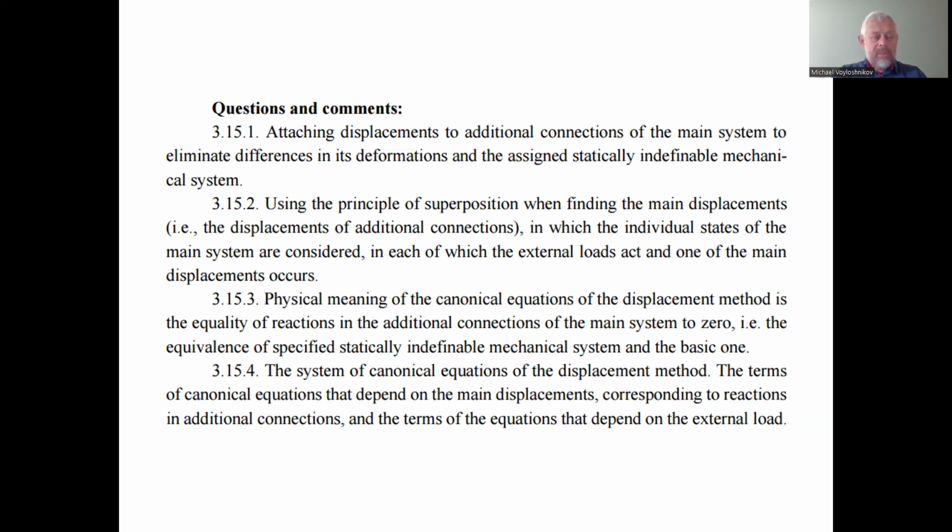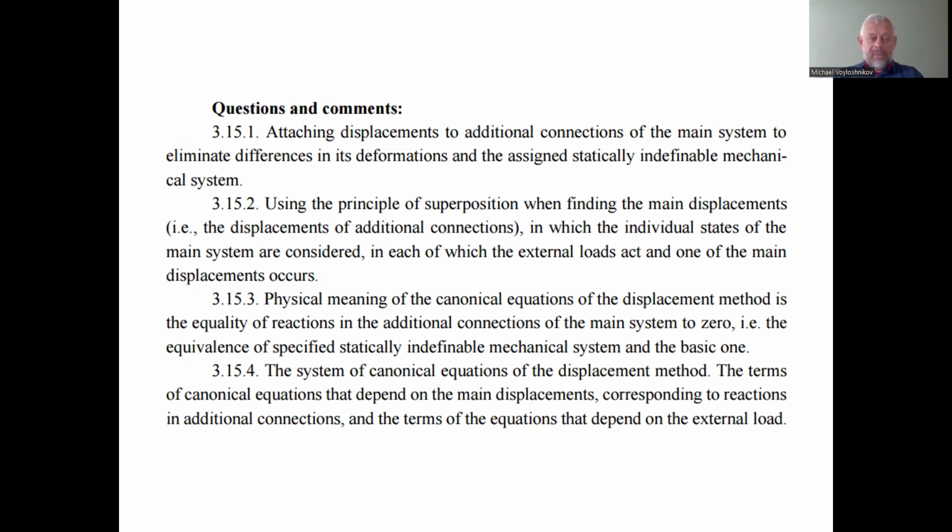3.15.3 Physical meaning of the canonical equations of displacement method is the equality of reactions in the additional connections of the main system to zero, which is the equivalence of the specified statically indefinable system and the basic one. As the assigned basic system does not contain the extra connections installed to make the main system of the displacement method, that is the absence in reality of the extra connections.